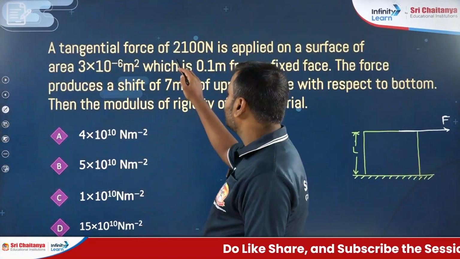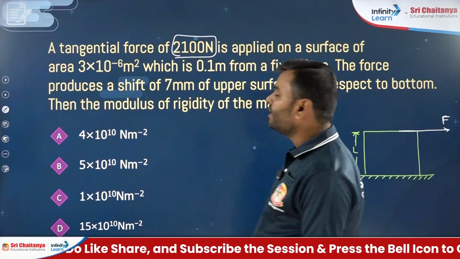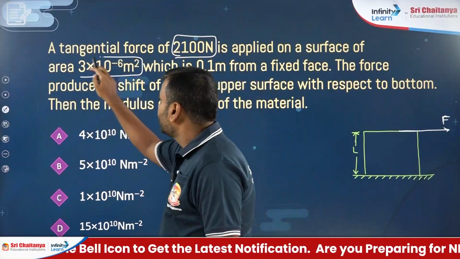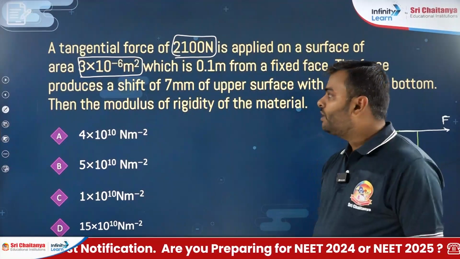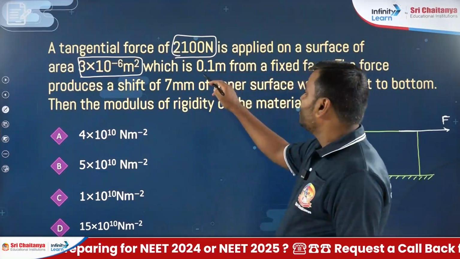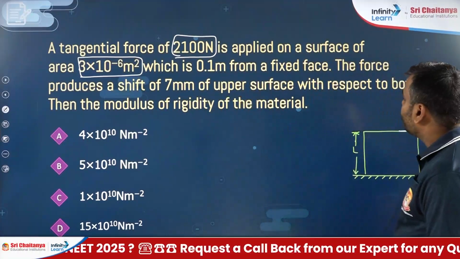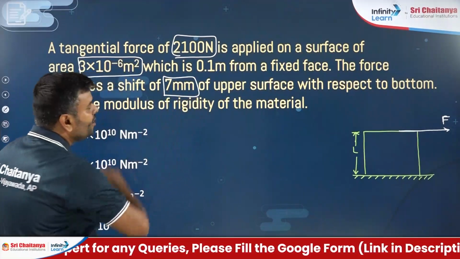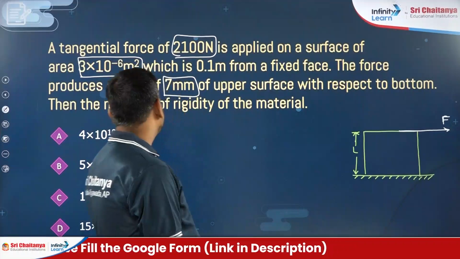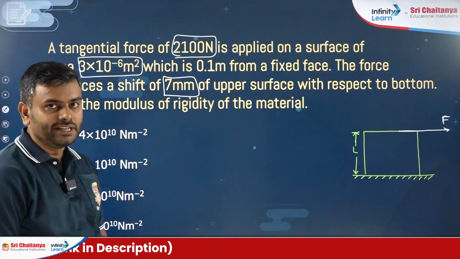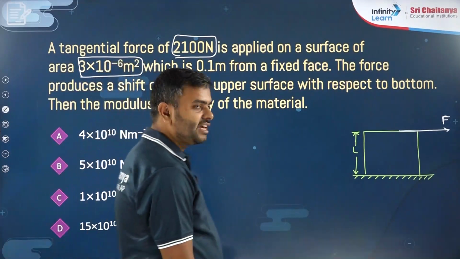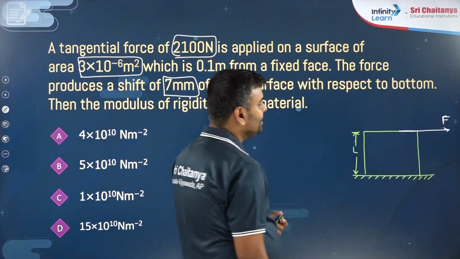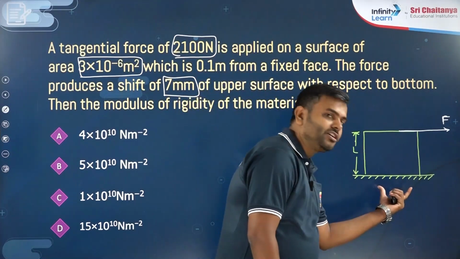A tangential force having a value 2100 Newton is applied on a surface area 3 into 10 to the power minus 6 meter square, which is 0.1 meter from a fixed face. The force produces a shift of 7 mm of the upper surface with respect to the bottom. Then find the modulus of rigidity of the material. Basically in this situation, we can understand what they have given by the diagram. Here you can see there is an object, and at the bottom it is fixed.